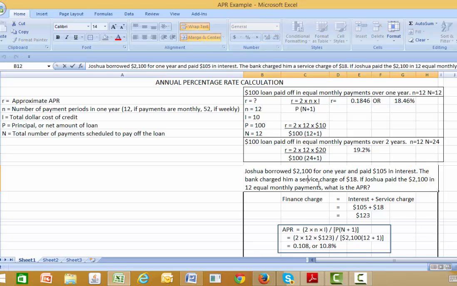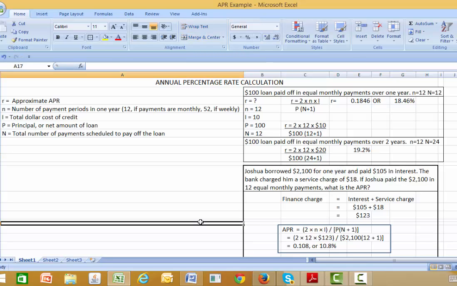And this one, I took it from the homework assignment. So Joshua borrowed $2,100 for 1 year and paid $105 in interest. The bank charged him a service charge of $18. If Joshua paid the $2,100 in 12 equal monthly payments, what is the APR? And this is for 1 year, right?